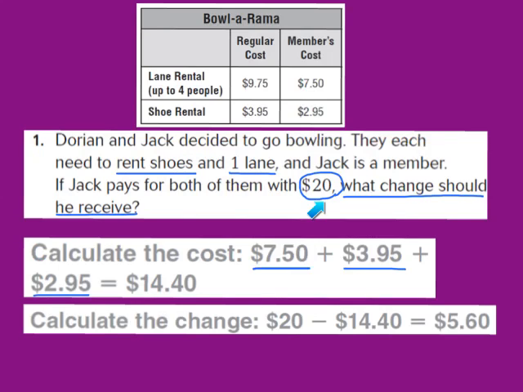However, that's not the answer to our question because once again, the question was, what change should he receive if he pays with a $20 bill? So our last step is going to be to calculate the change. So we're going to take the $20, which is the bill that he paid with, and from that we're going to take away or subtract the total cost. So it's $20 minus the $14.40. And when we subtract those two numbers, we're left with $5.60, which is the change that he's going to receive. And we've used the information from our table to help us come up with our answer.